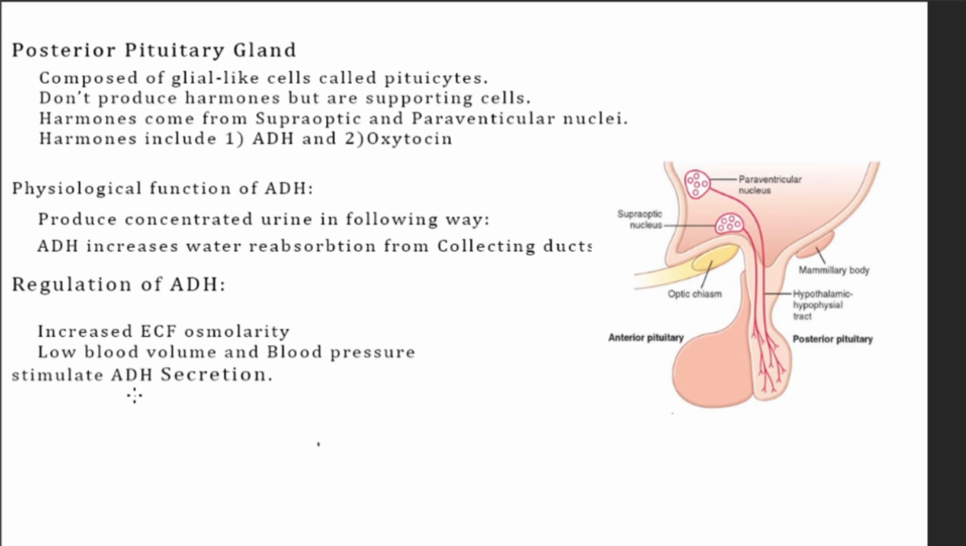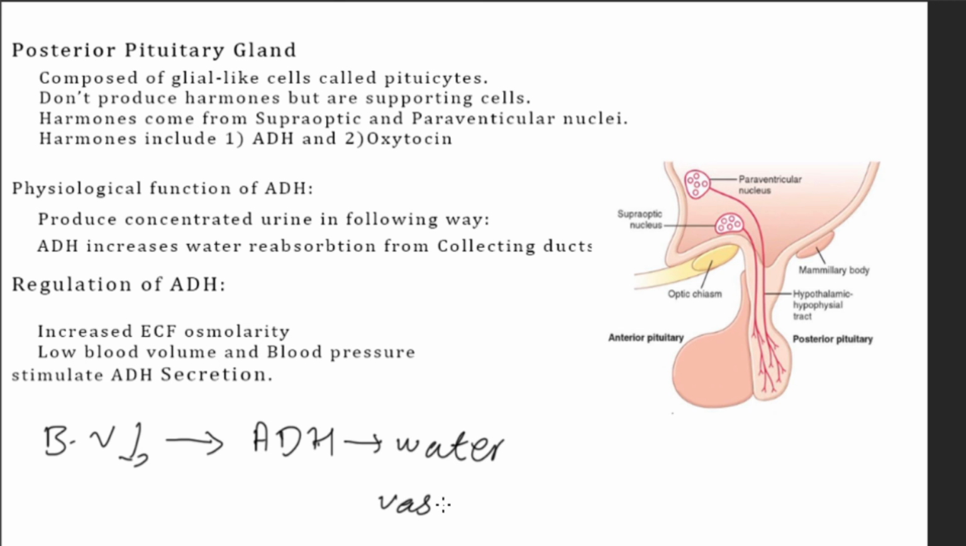Now we already know that low blood volume and low blood pressure will stimulate ADH secretion. Let us briefly discuss the situation. Whenever the blood volume or blood pressure is low, it will send a signal to the hypothalamus to release ADH. ADH in turn will retain water and will cause vasoconstriction, which gives it the other name, vasopressin, the vascular constrictor.